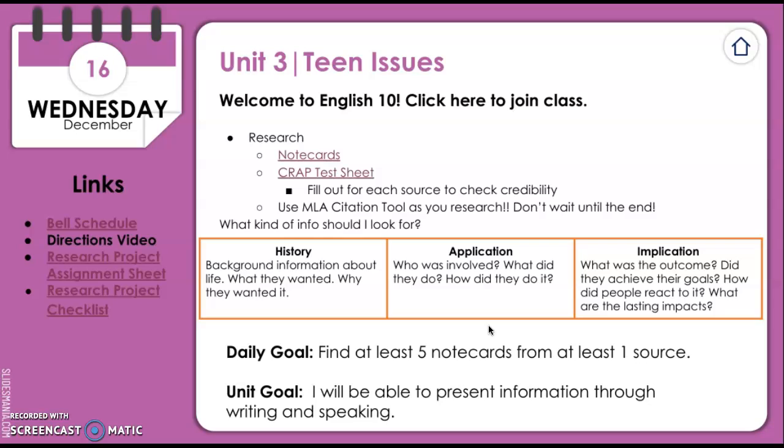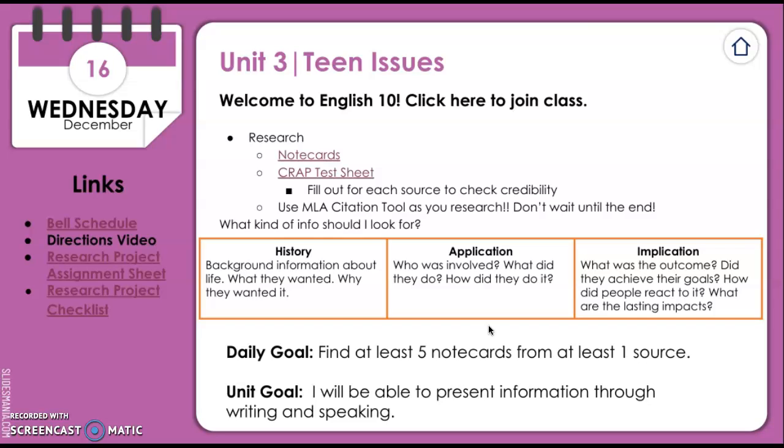The second part is going to be the application. So for this, you're going to look at who else was involved, what did they do, how did they do it. So it's how did they start their protest or their brand or their organization? How did they gain recognition? How did they create the invention that they created or whatever they did? So how did they go about doing it?